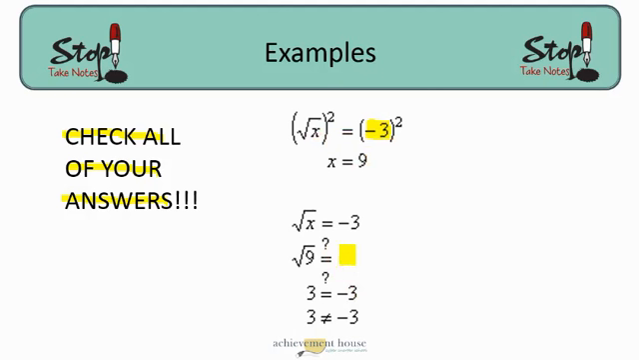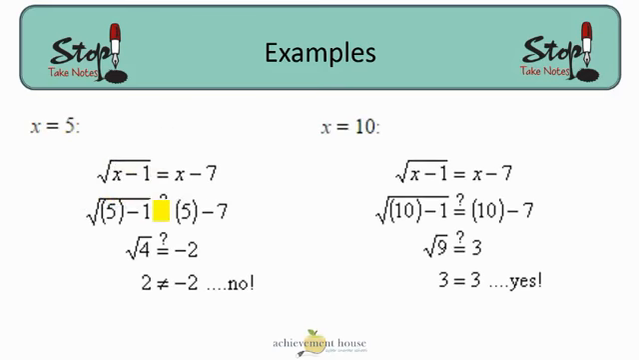Now, if I start with my original equation, square root of x equals negative 3, does the square root of 9 equal negative 3? If we're using just the absolute values, then no, that is not true. So you need to make sure you check all of your solutions. You may get what we call an extraneous solution that will not hold true for the equation. The equation will not hold true if you input that in as x.